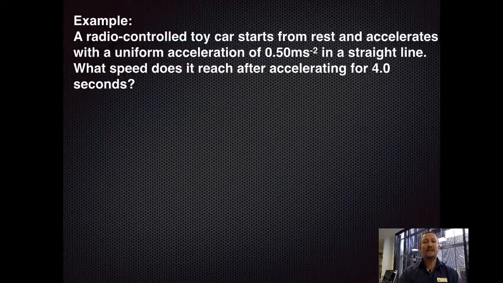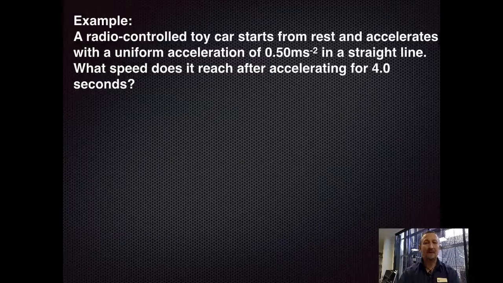So let's take another example. In this example, we've got a radio-controlled toy car which starts from rest and accelerates with a uniform acceleration of 0.5 meters per second squared in a straight line. And we want to work out what speed it reaches after accelerating for 4 seconds. So pause the video now and see if you can calculate it using the process that we showed on the previous slide. Then come back and we'll run through the answers. So pause now. Okay, welcome back.